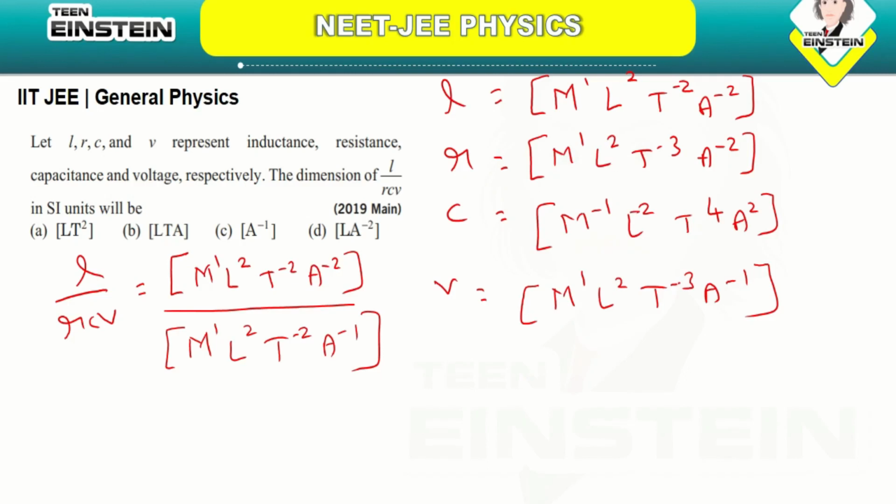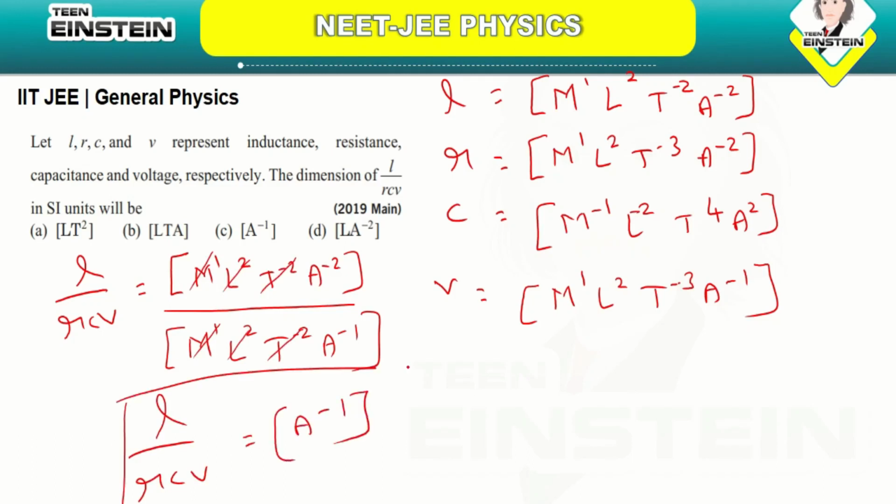This 2 will get cancelled and you will be having L square, and here you are having minus 3 plus 4 and minus 3. So it is minus 6 plus 4, it will be minus 2. Okay, and here it is minus 2 and plus 2, they will cancel with each other and you will be having A power minus 1. So when you solve this, M and M will get cancelled, L square will get cancelled, T power minus 2 and T power minus 2 will get cancelled, and L by R C V will be equal to A power minus 1. So the dimensions of L by R C V is A power minus 1. So the correct answer is option number C.